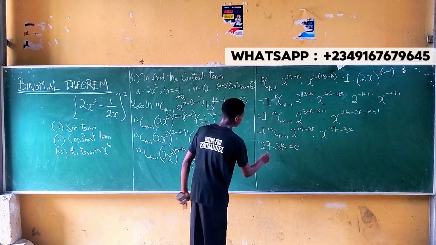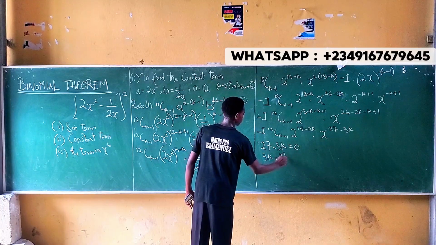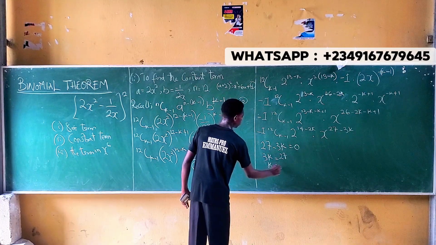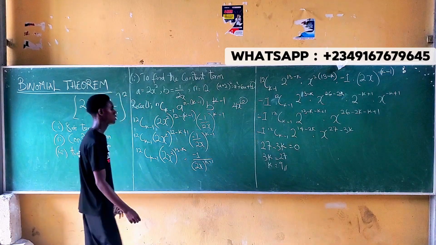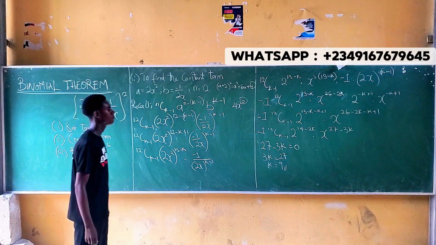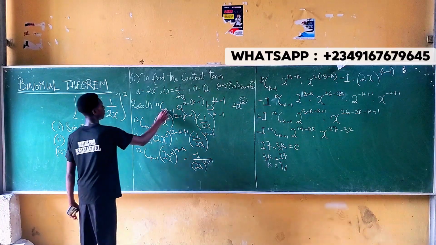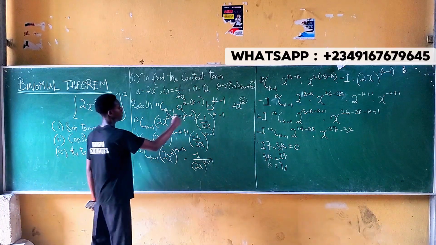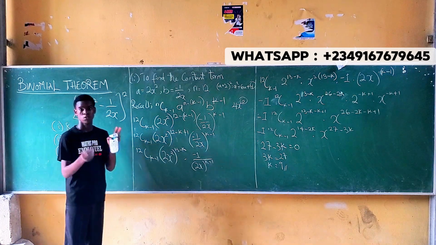Then I'll make k the subject, and I'll have 3k equal to 27. So k will be equal to 9 when you divide both sides by 3. You already understand all this aspect. Now I'm going to put the value of k back here to get my final answer, which is the constant term.